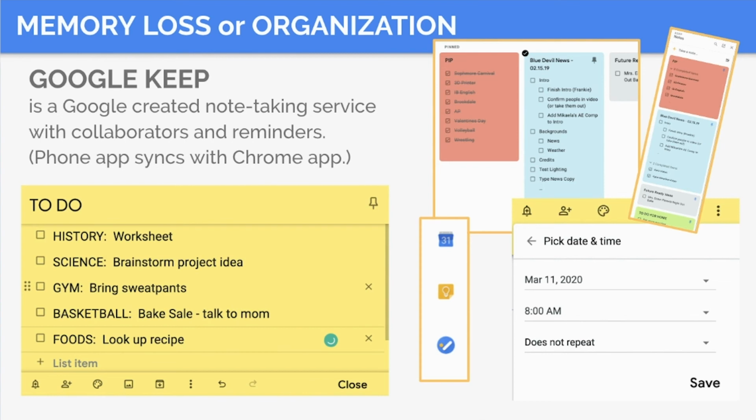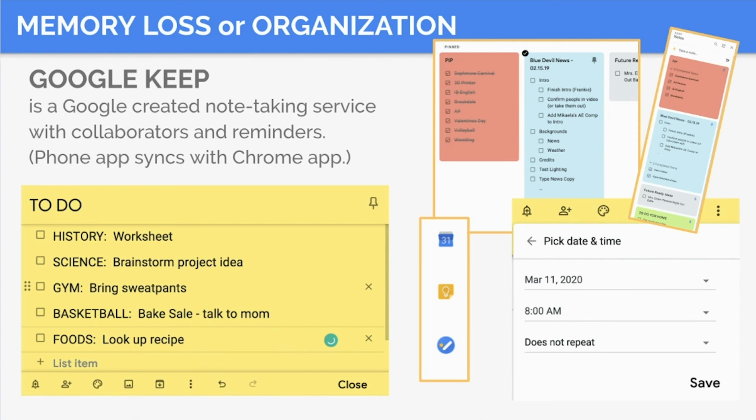If you've never heard of Google Keep before, it's a Google-created note-taking service with collaborators and reminders that can be set. So you can ultimately make a to-do list on Google Keep, and then you can share it with people. And then you can also set reminders for dates and times and locations to just have that pop up either on your phone if you have the phone app, or right on your Chromebook if you have the Chrome app. Having both of them is really great because it can sync between both of them.